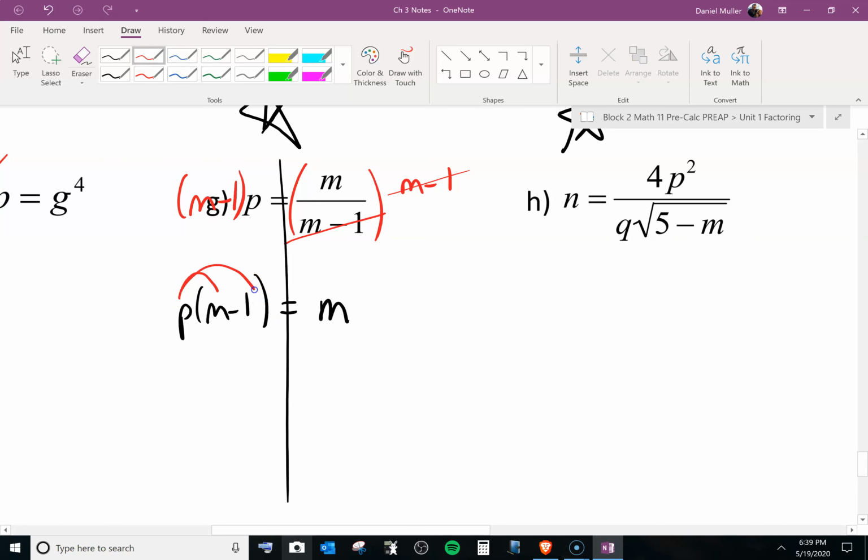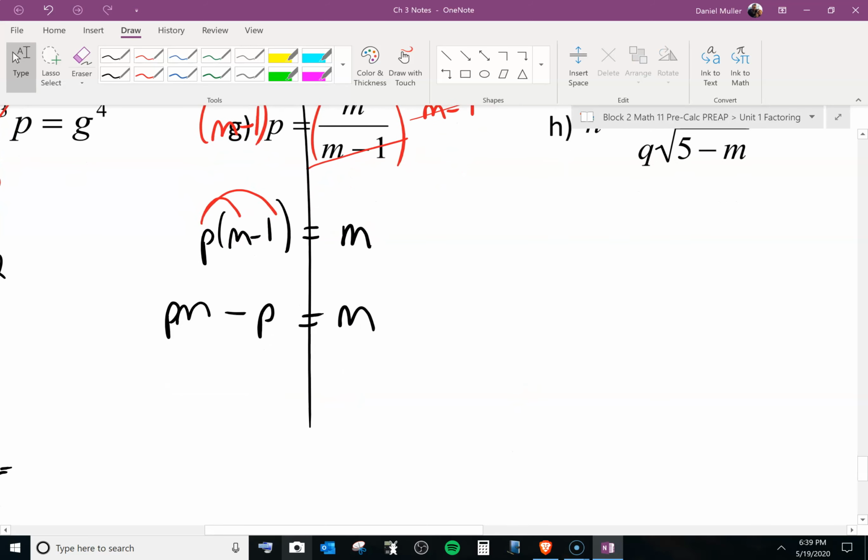So I'm going to multiply this p in to get rid of the brackets. I got p times m is a pm. P times negative 1 is just a negative 1p, but I don't need the 1. It's just a negative p is equal to m. Now I have no brackets, so I can subtract this pm over to the other side. And the whole thing, it's all one term, so I can just subtract it over to this side. So pm minus pm is gone. Then I have a negative p on the left equals, I've got an m minus a pm.